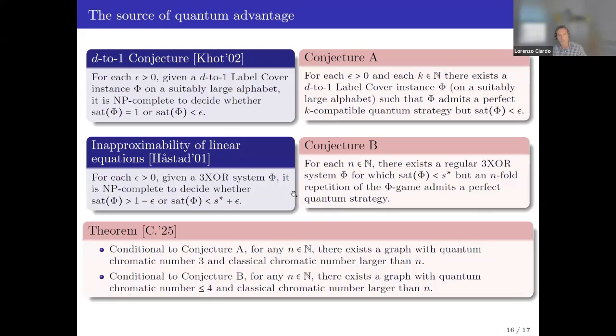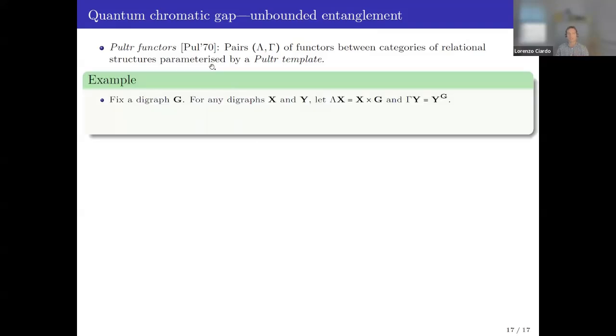And in the next 1 or 2 minutes, I will just give the idea of the proof. So the idea was to use a very abstract class of transformations in graph theory and in CSP theory, known as Pultr functors. So Pultr functors are pairs of functors between categories of relational structures. I will not give the definition. I will just tell a few examples.